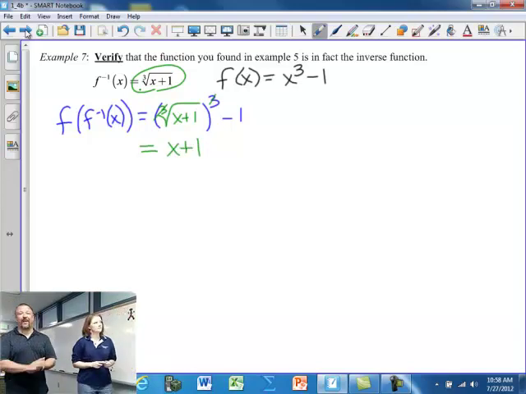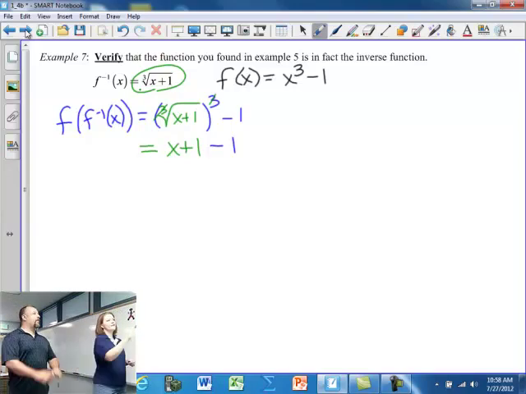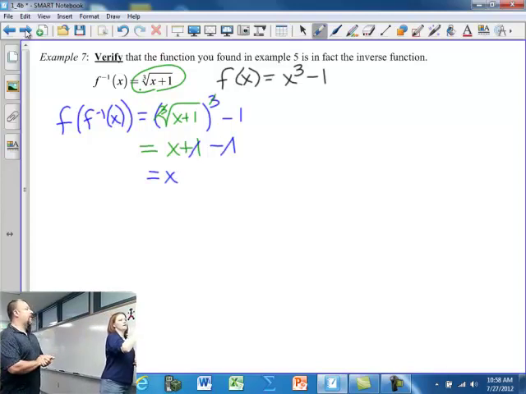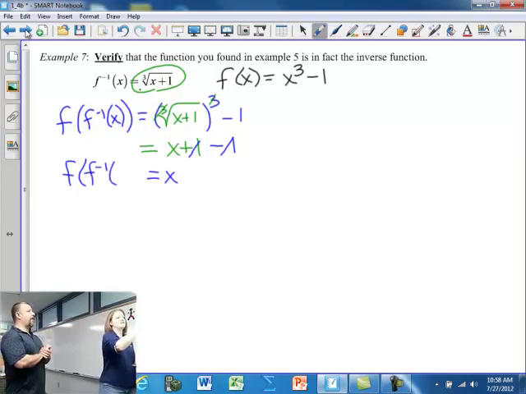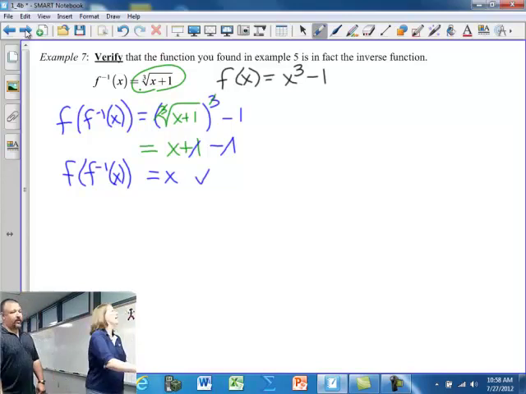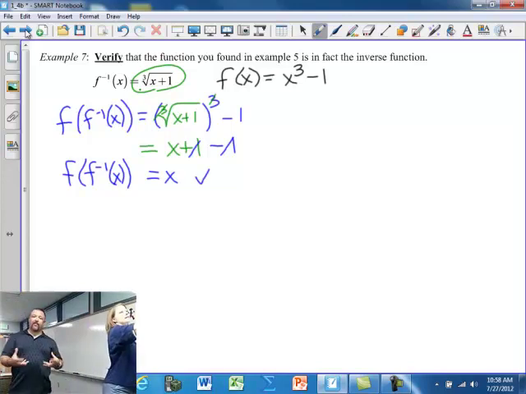Now this minus 1 over here is still hanging out. We didn't touch it yet. Notice we didn't do 2 steps at once, we did 1 step. So if I have a plus 1 and a minus 1, those will go away and we simply get x, which is what we want. So far we have proven that f of f inverse of x is really just x. So are we done? We are half done. That one half is done, correct. Now we need to go prove it the other way.